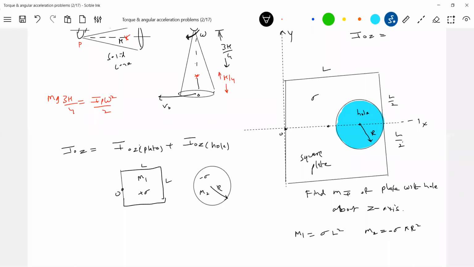Now what should be the formula? How do we write this? That of the plate should be equal to m1 L square by 6 plus m1 into L by 2 whole square, since the center of mass is at a distance L by 2. From where is this brought? Parallel axis theorem. Moment of inertia about the axis passing through O perpendicular to the plane for this plate is the moment of inertia about the axis through the center of mass, m1 L square by 6, plus m1 into L by 2 whole square. Okay, now come to the hole.